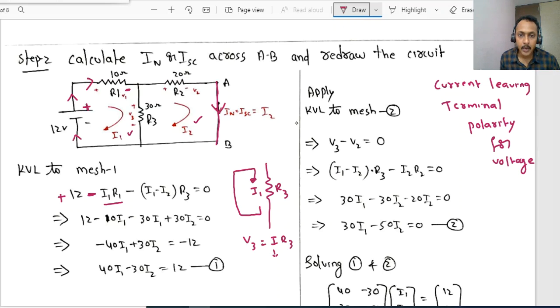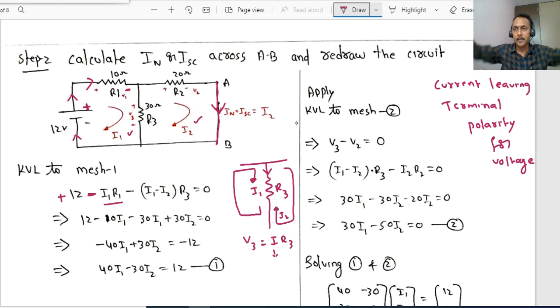This is I1, the mesh current. I2 is flowing like this, in R3. Now, what will be the branch current? That current will be nothing but, in the direction of I1, I1 minus I2. Very, very important. This is the point where there are more chances to commit a mistake, right?